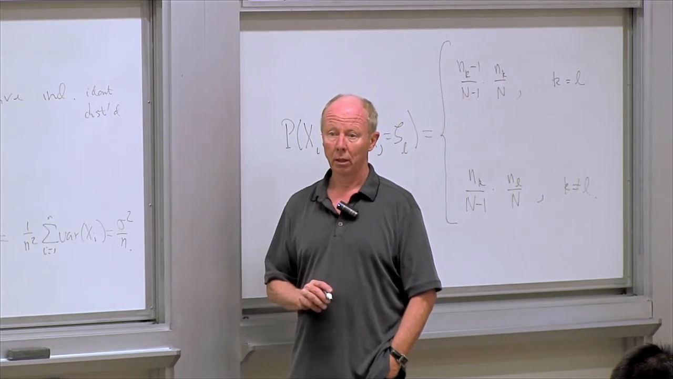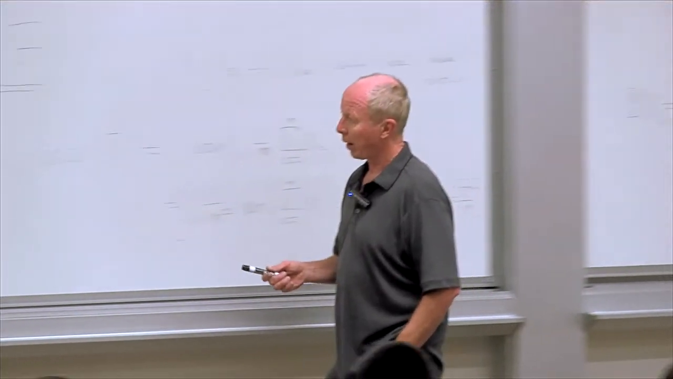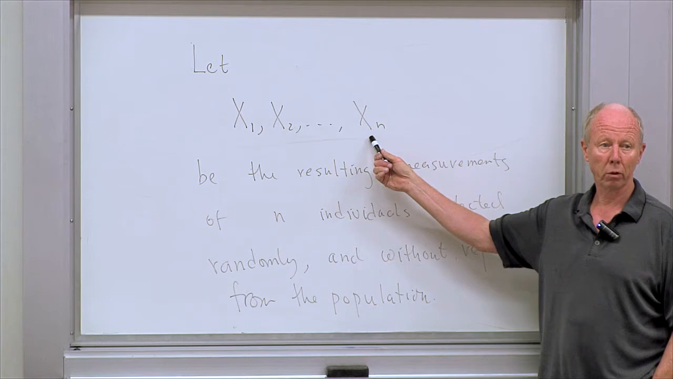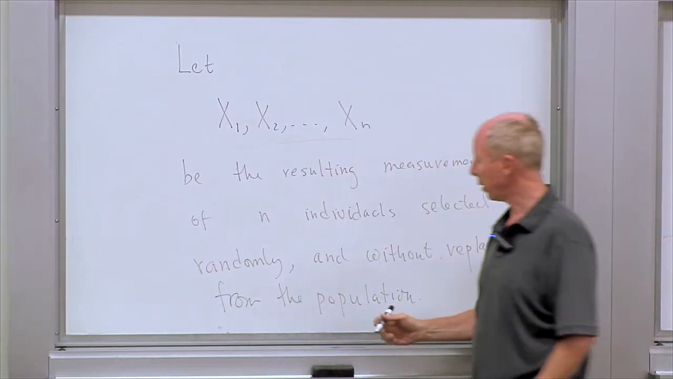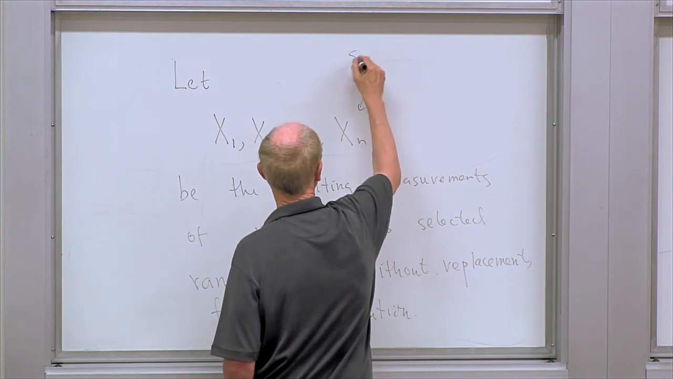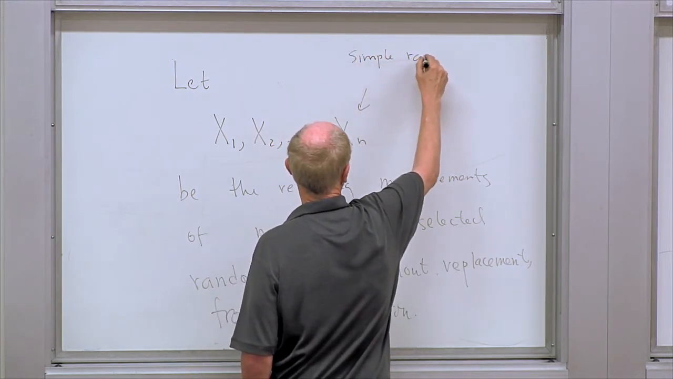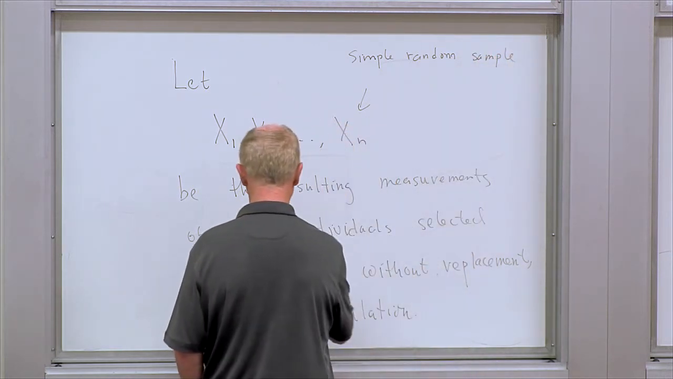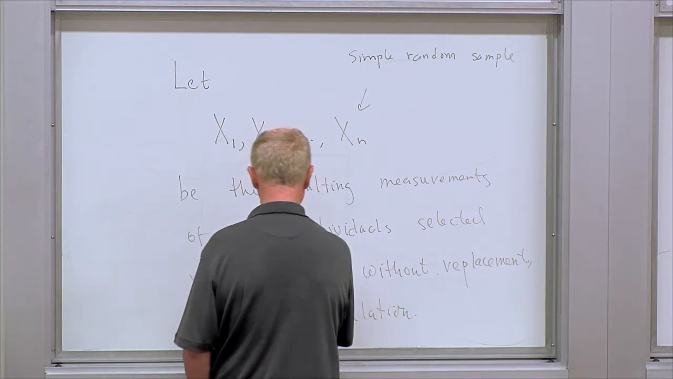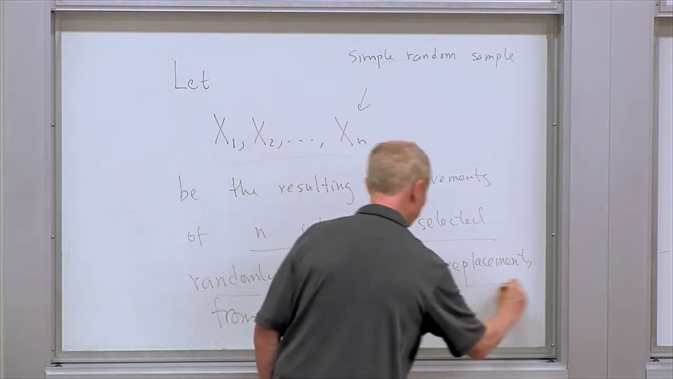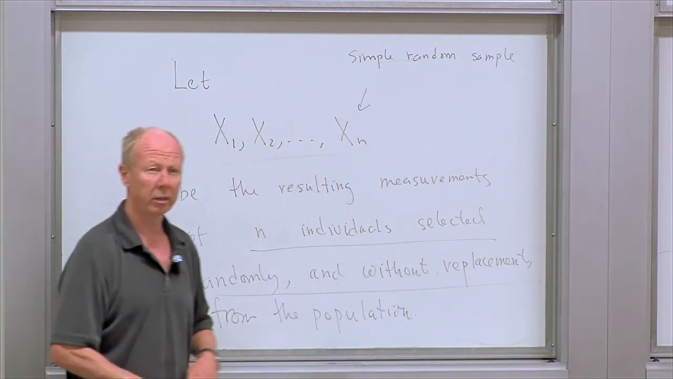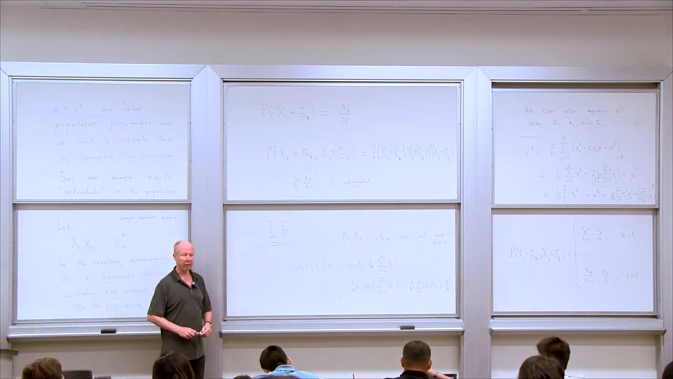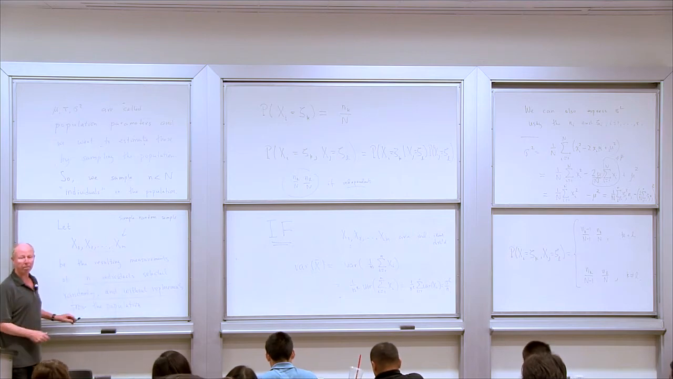We don't expect that for this case. That won't be the case for this type of sampling. And by the way, this is called a simple random sample, where you select individuals randomly and without replacement. Okay, so let's take a break. We'll come back and see what the variance of X bar is for a simple random sample.